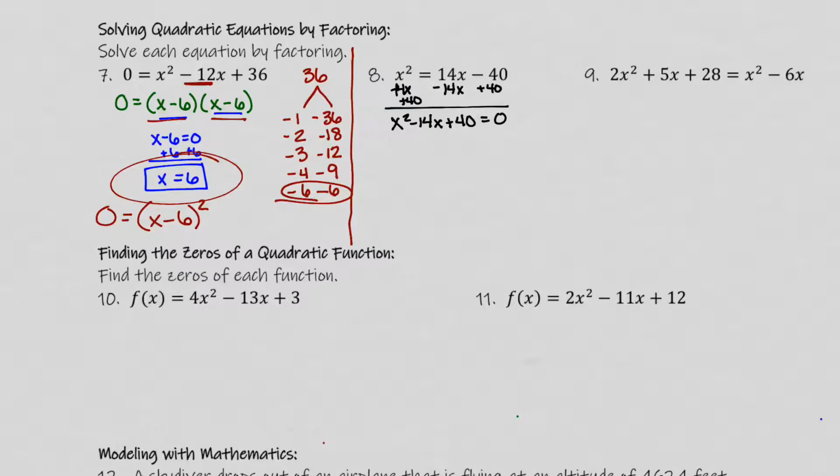Okay, so now I can factor this left side. Again, you multiply the coefficient in front of x squared, so that's a, which is 1, times c, which is 40, and I get 40. So let's write down our factors of 40.